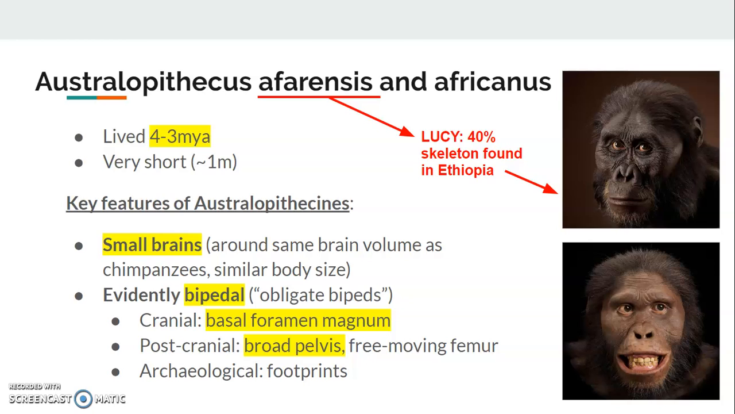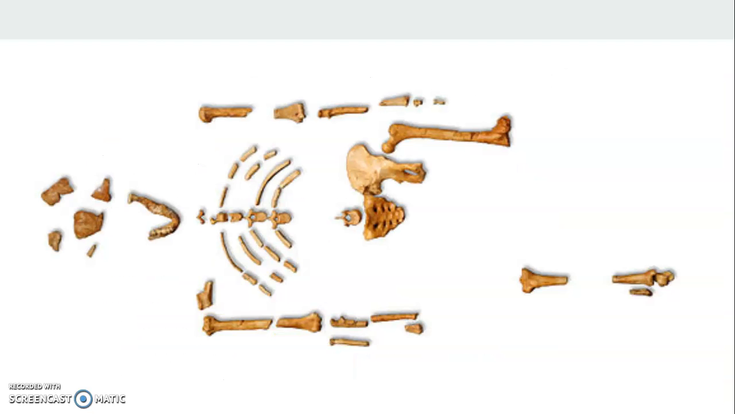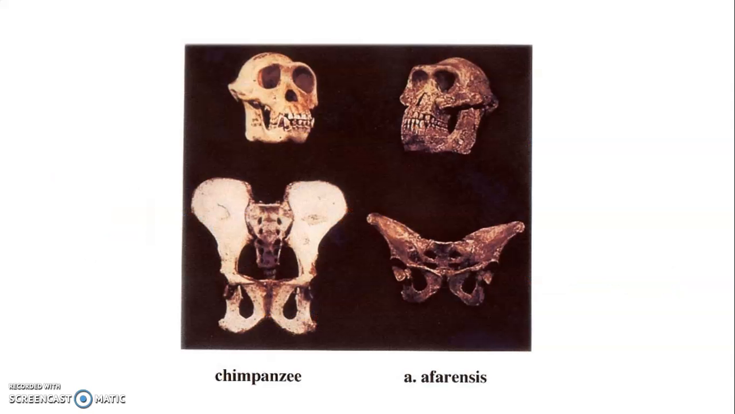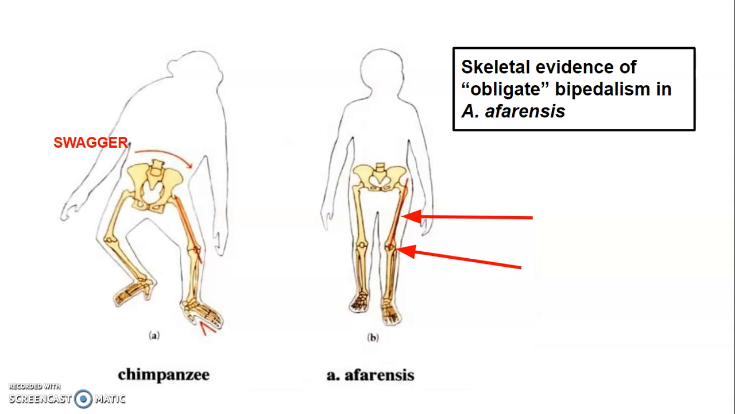reflective in her basal foramen magnum, broad pelvis for holding the legs at an angle that gave it that valgus support. And there is archaeological evidence found as well. So this is Lucy here. This is her pelvis compared to a chimpanzee that is on 4 legs.